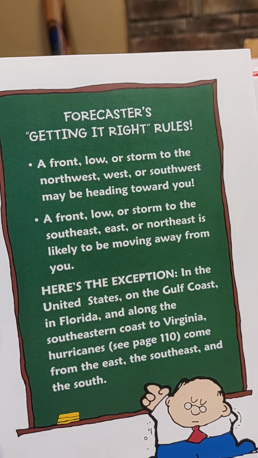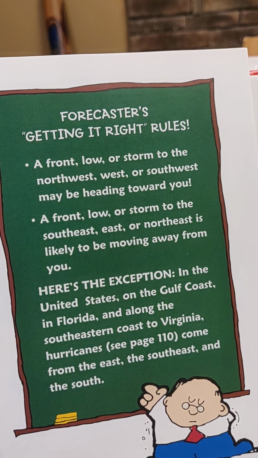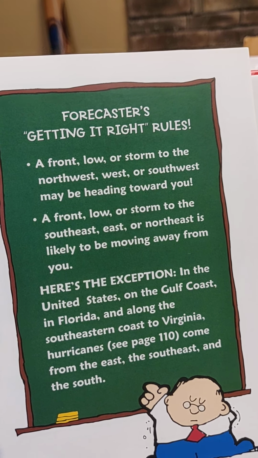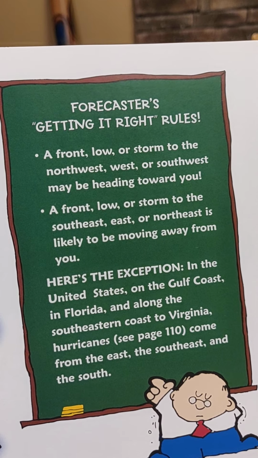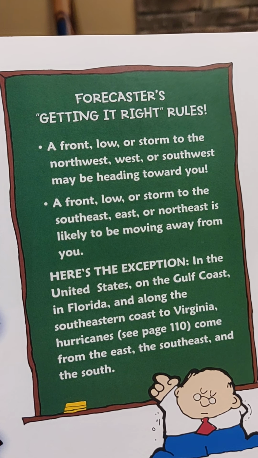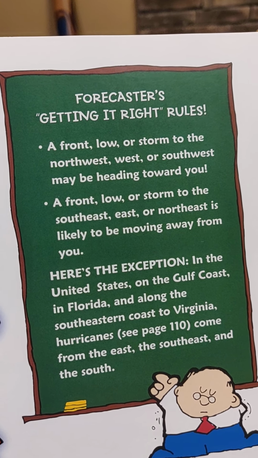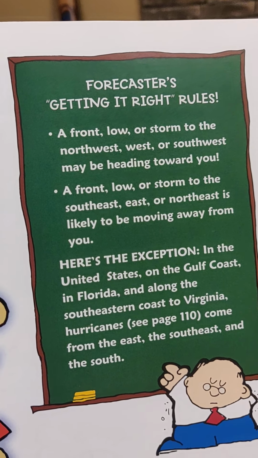Forecasters getting it right rules. A front, low, or storm to the northwest, west, or southwest may be heading toward you. A front, low, or storm to the southeast, east, or northeast is likely to be moving away from you. Here's the exception. In the United States, on the Gulf Coast in Florida and along the southeastern coast to Virginia, hurricanes, see page 110, come from the east, the southeast, and the south.